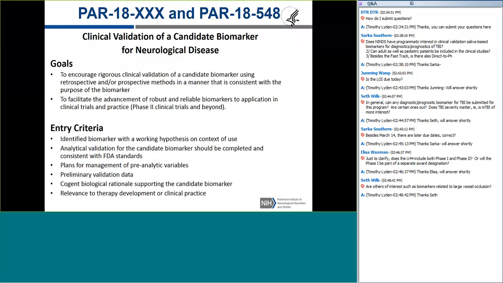Another entry criteria is that there are plans for management of pre-analytic variables, which we've talked about before. And again, this has to do with your sample sources and standardization. We also assume that you have preliminary validation criteria or data, and it should be presented in your application. And again, you need a cogent biological rationale, and you need to show relevance to therapy development.